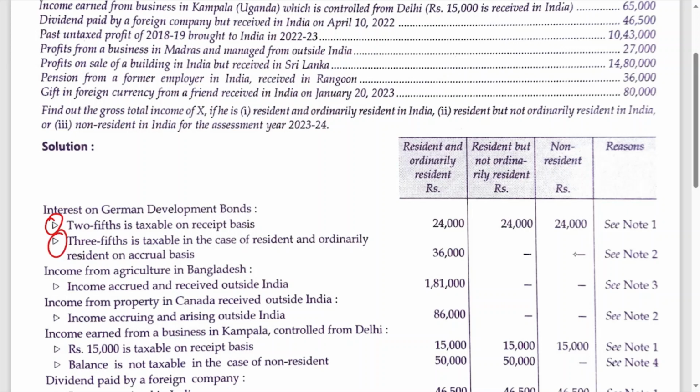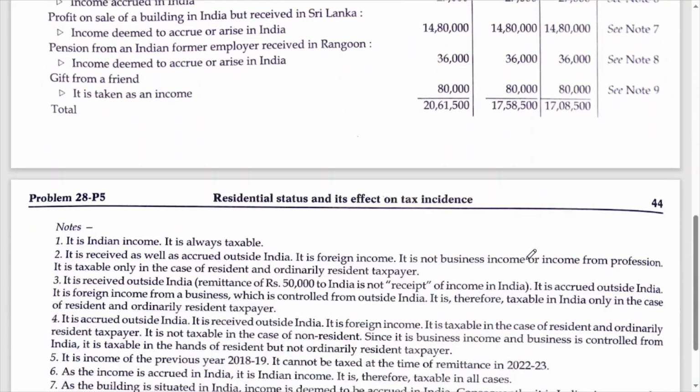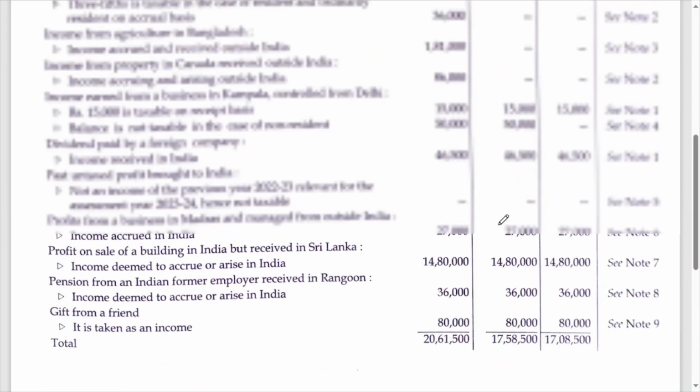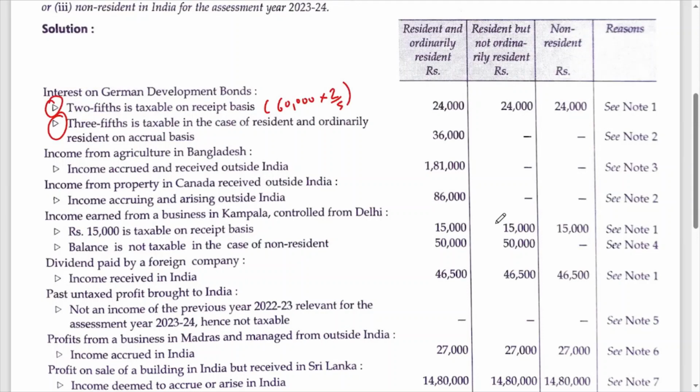2/5 is taxable on receipt basis, that is, it is received in India. So if you take 2/5 of 60,000, that is 60,000 into 2 upon 5, you will get 24,000. So 24,000 is taxable in all the categories, that is resident and ordinarily resident, resident but not ordinarily resident, and non-resident. And for that we have to refer to note 1. So what is written in note 1? It is Indian income and it is always taxable.